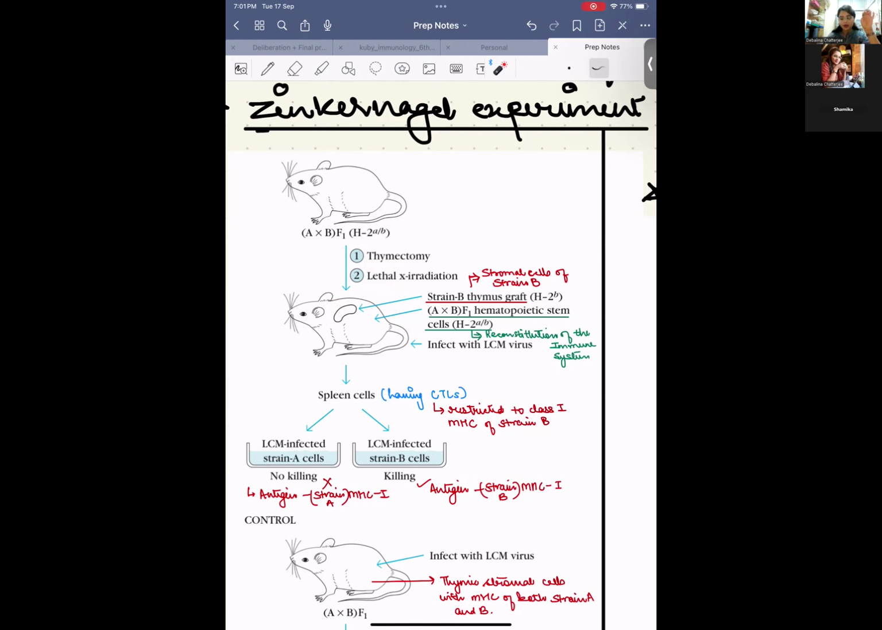So the thymus came. Not only was the thymus removed, all the cells inside it were also removed. So whatever cells they recovered from here were put back, and they put in only the thymus of the B parent. So whatever the hematopoietic stem cells are, they are still the same as the original mice that underwent these experimental processes. It's just the thymus that has now come from strain B.